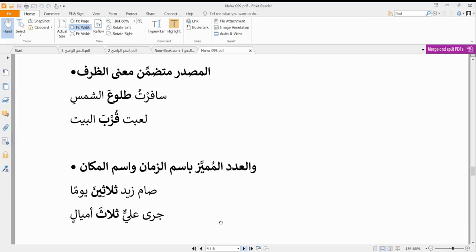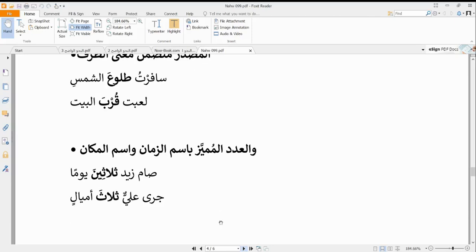The second example is al-adad al-mumayyaz bi ism al-zaman wa ism al-makan. An adad, that is a number, that is explaining an ism al-zaman or ism al-makan. So for example, sama Zaydun thalathina yawman, Zaid fasted for 30 days. You can see that this adad is a mumayyaz, it is explaining the yawm.